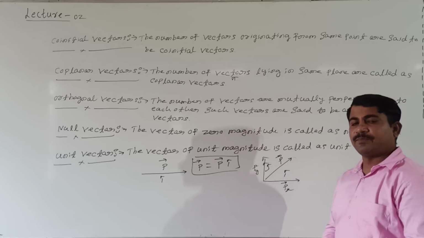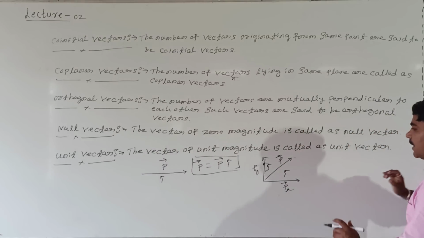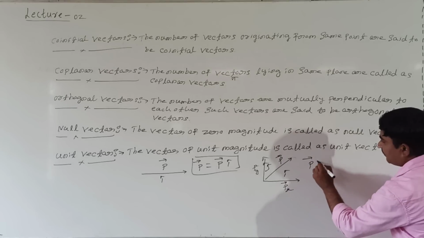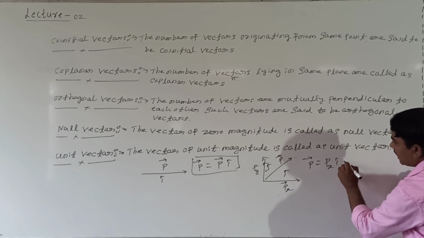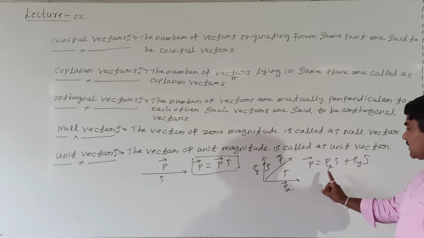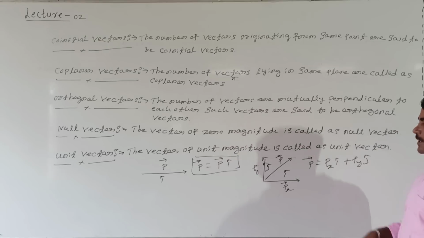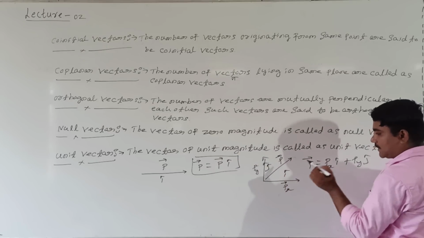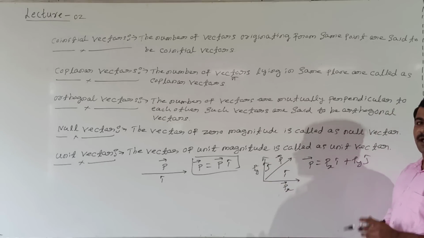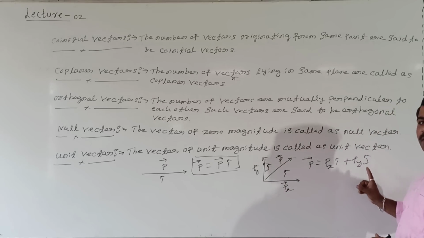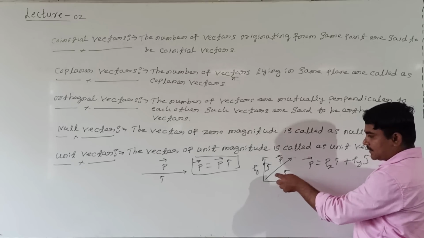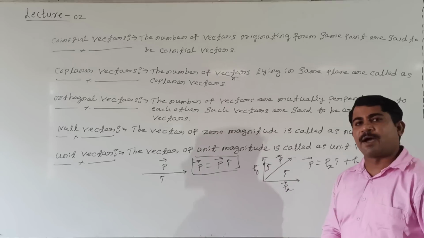Shall I call this P? What is P here? P can be written like this. P vector equal to Px I cap plus Py j cap. What is Px and Py? Px represents component of vector P along x-axis. Py represents component of vector P along y-axis. And what is I cap and j cap? I cap represents unit vector along x-axis. J cap represents unit vector along y-axis.